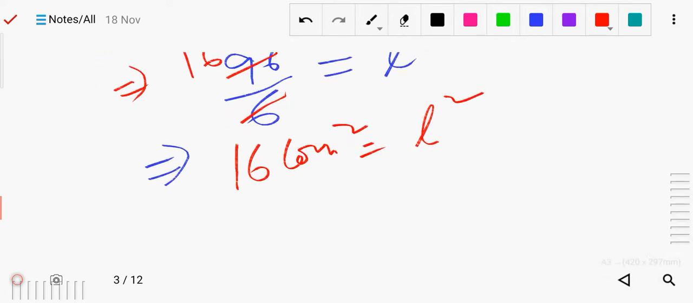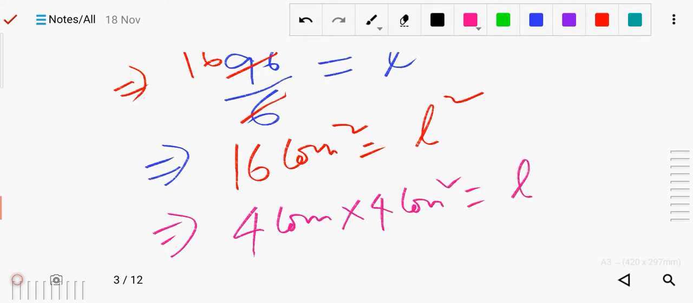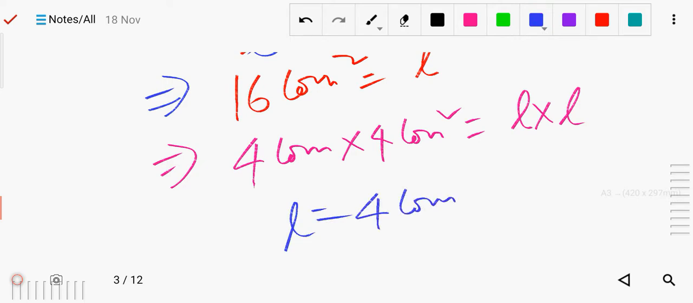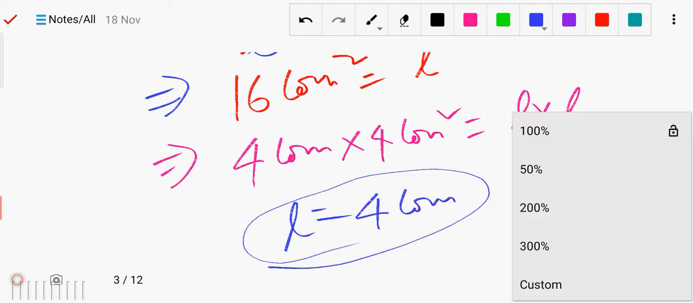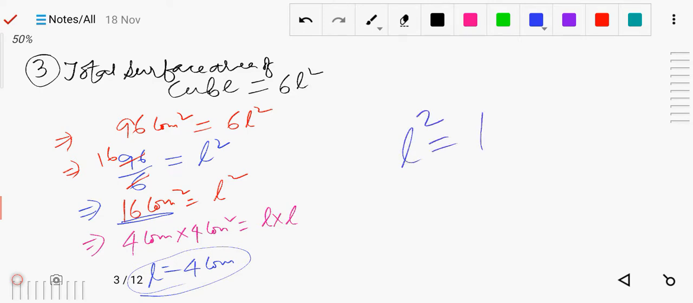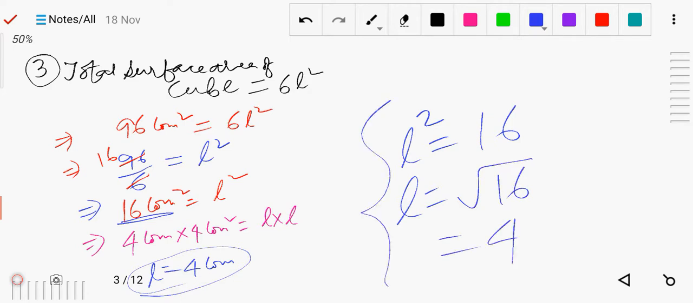Now you can solve it like this. We can write 16 as 4 centimeter into 4 centimeter, and this side L into L. So the value of L is 4 centimeter. That's your answer. Or you can divide the 16 into two equal parts, 4 and 4. Or simply, L square equals 16, so L equals the square root of 16, which is 4. Likewise you can also do it. So that's your answer, 4 centimeter.